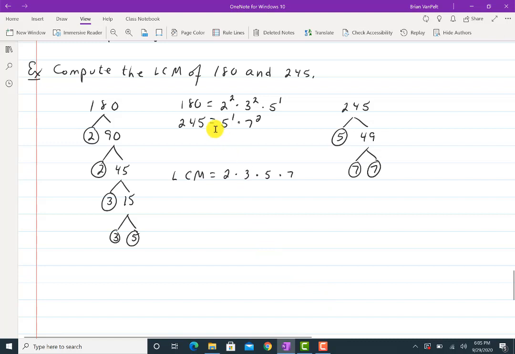The highest exponent on 2 anywhere that I see is a 2, so I need to have 2 to the second power. Now the highest exponent I see on 3 anywhere is this 3 to the second. I only need 5 to the 1 because the highest exponent I see is a 1. And then I need a 2 for my exponent on 7. So we have 4 times 9 times 5 times 49. And if I did my multiplication correctly, this is 8,820.